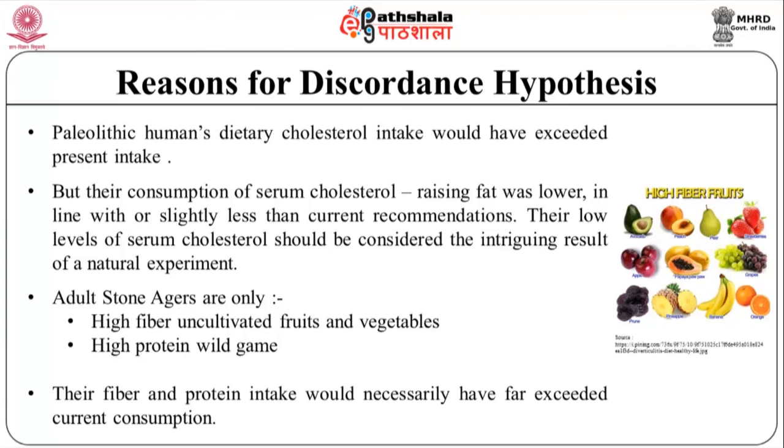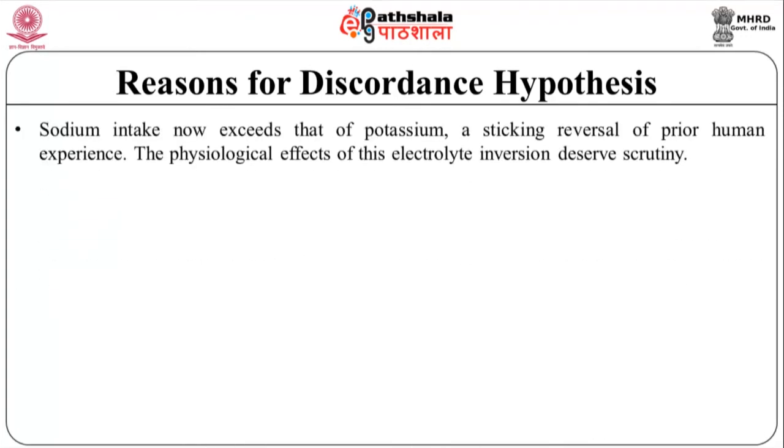Reconstructions of ancestral nutrition indicate a micronutrient intake much above contemporary recommendations. This fuels the argument that optimum levels of dietary vitamins and minerals exceed currently accepted minimum requirements. We suspect that ancestral intake of phytochemicals and antioxidants, like that of micronutrients in general, was greater in the Paleolithic than at present. Sodium intake now exceeds that of potassium, a striking reversal of prior human experience. The physiological effects of this electrolyte inversion deserve scrutiny.